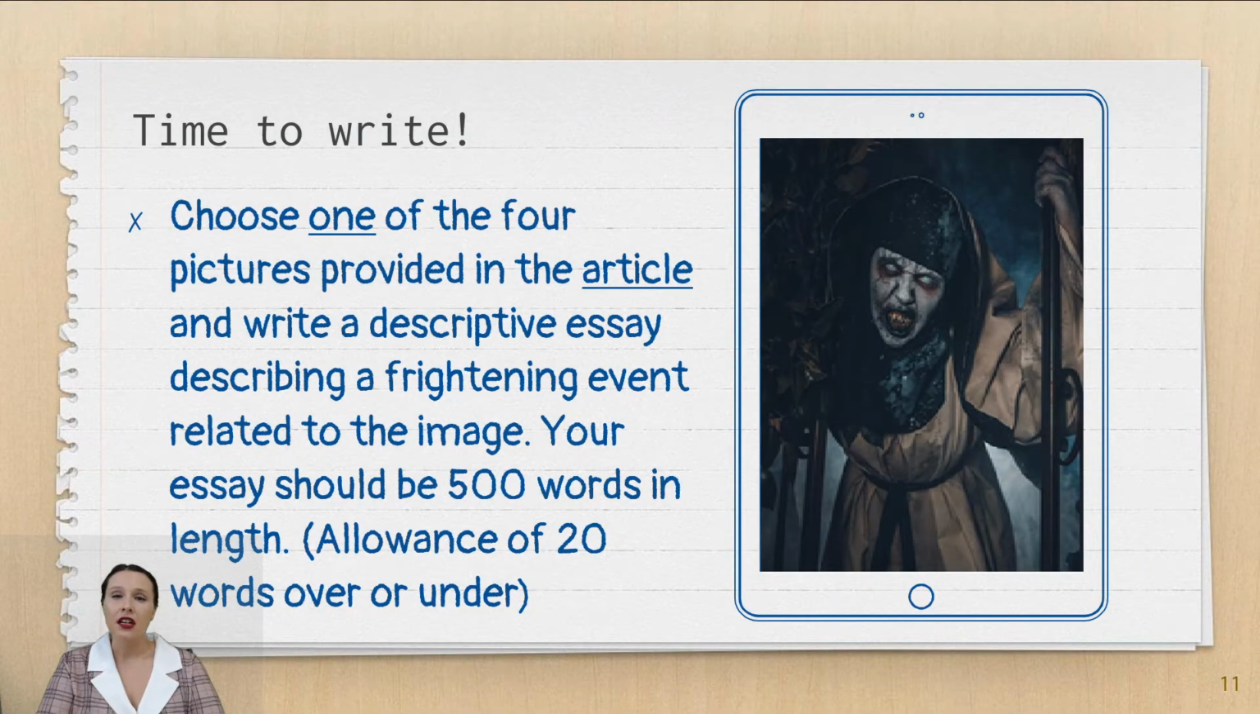Okay, so it's your time to write. Please don't be nervous. This is supposed to be fun as well. What I would like you to do is to choose one of the 4 images that I have provided. The images should also be in the articles that you've received. And I'd like you to write a descriptive essay describing a frightening event that is related to any of the essays, or any of the pictures rather. Your essay should be 500 words in length, but I will allow for variance of 20 words on either side.